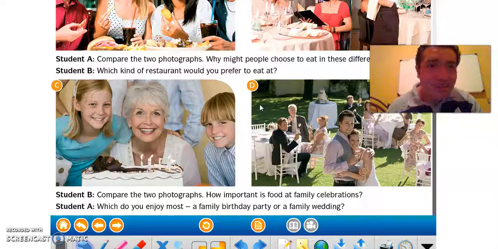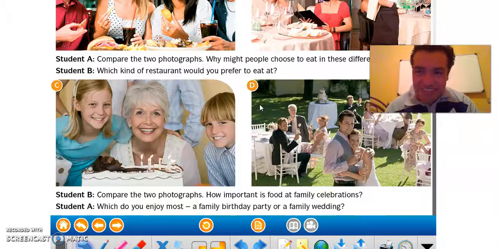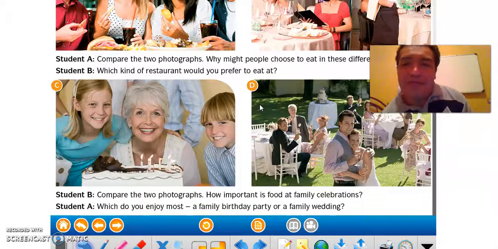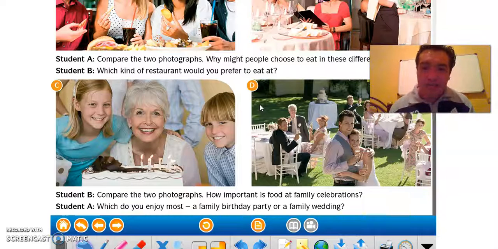So we can say although both pictures show parties, they are different. Why? Because the first one is a birthday party, and the second one is a wedding. A boda. Now, what's the main difference or the main similarity? Well, the main similarity is that in both cases there are relatives, familiares, relatives and friends, and of course they share this special moment with their families.